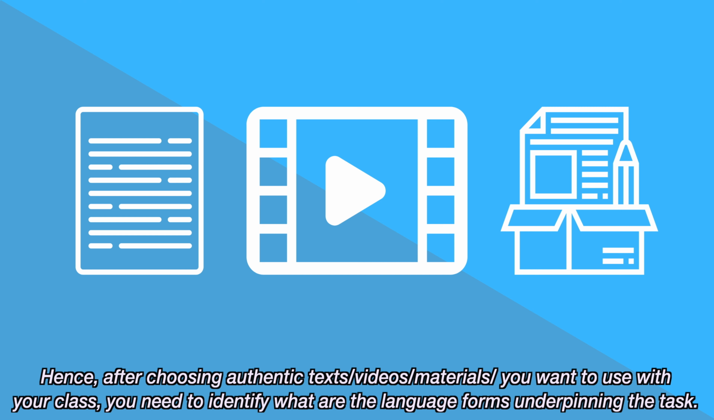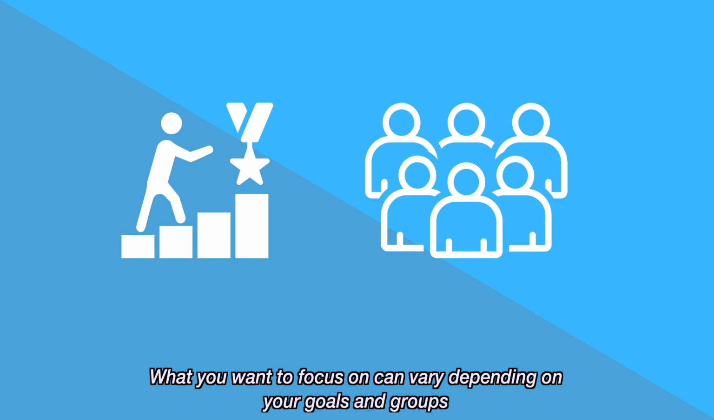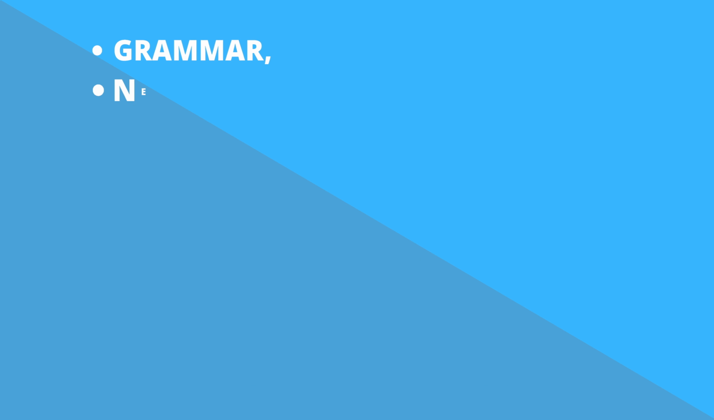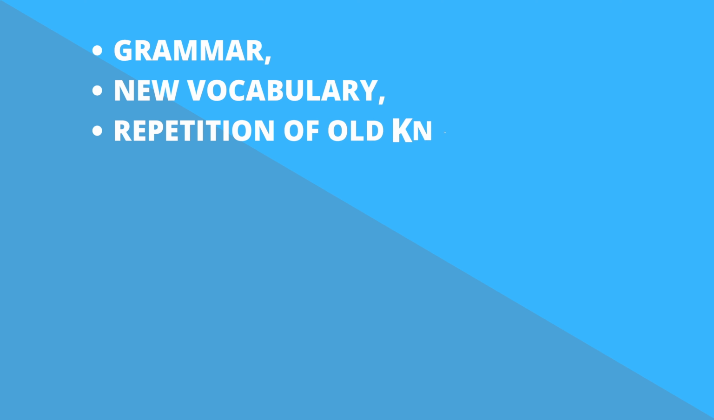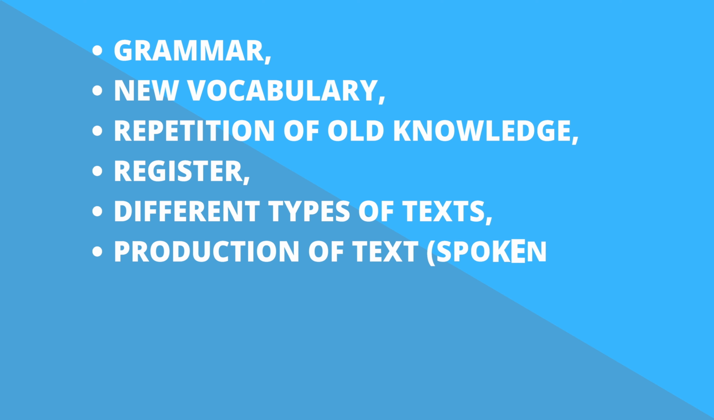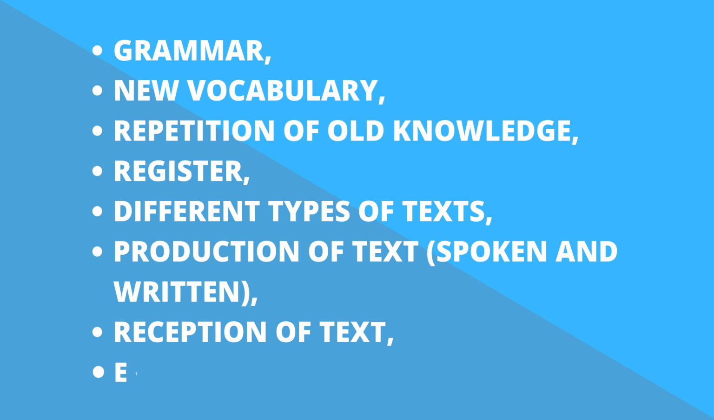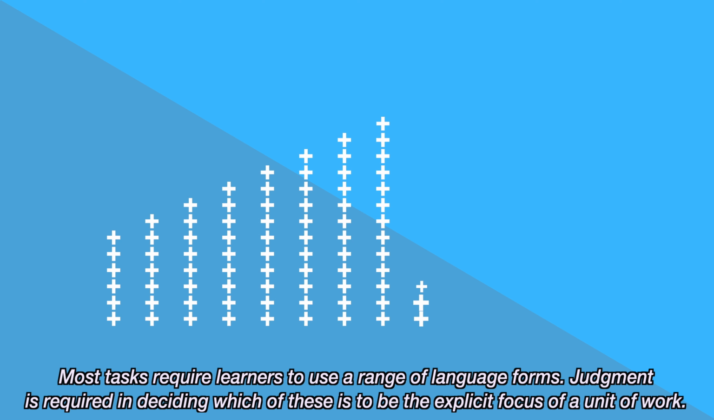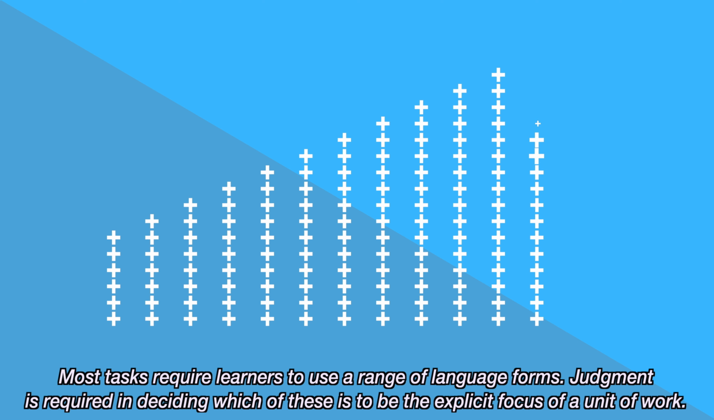Hence, after choosing authentic texts, videos, or materials you want to use with your class, you need to identify what are the language forms underpinning the task. What you want to focus on can vary depending on your goals and groups. Grammar, new vocabulary, repetition of old knowledge, register, different types of texts, production of text, spoken and written, reception of texts, etc. Most tasks require learners to use a range of language forms. Judgment is required in deciding which of these is to be the explicit focus of a unit of work.